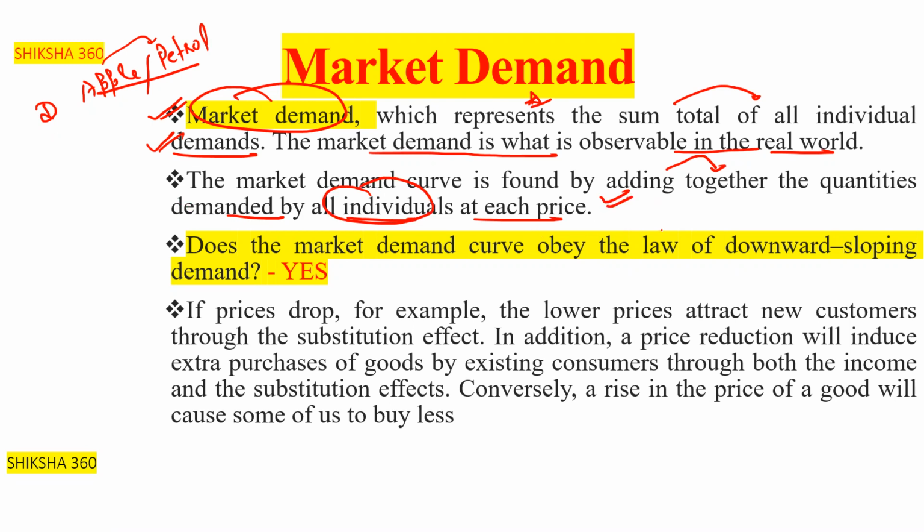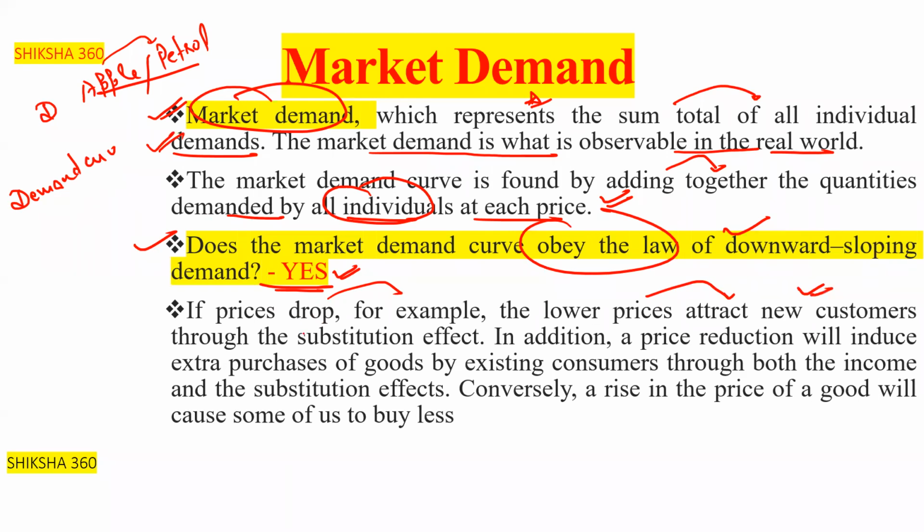Next question: does the market demand curve obey the law of downward sloping? Yes, the market demand curve also obeys the law of downward sloping. If prices drop, for example, the lower prices attract new customers through the substitution effect. In addition, a price reduction will induce extra purchases of goods.